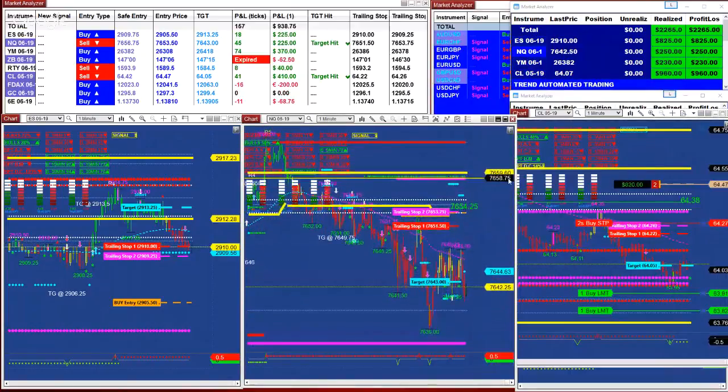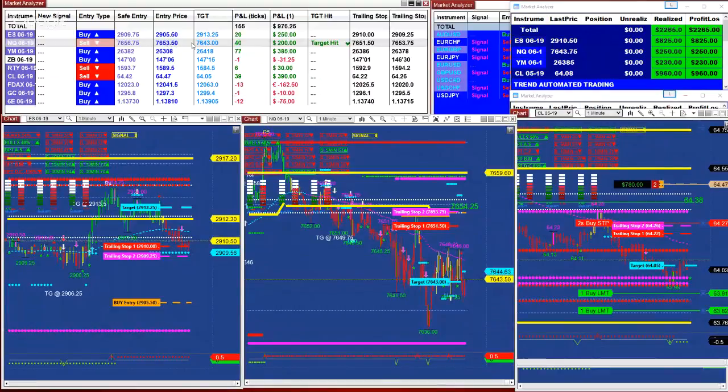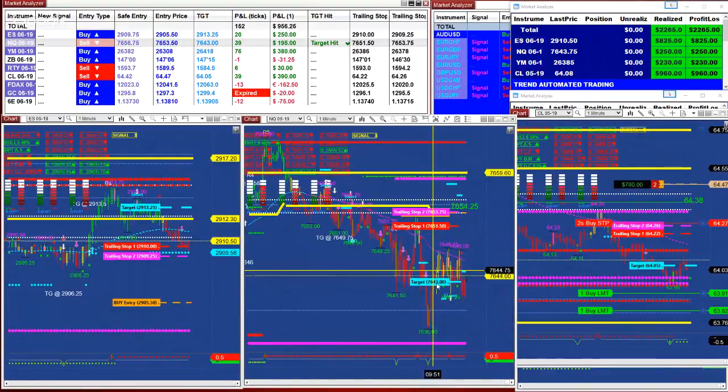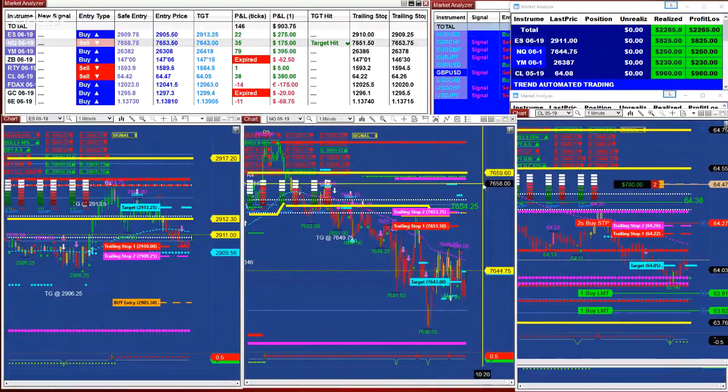The Nasdaq already hit the target. As we see here, the target hit. The entry on the Nasdaq was 53.50. The target was 43 level, and it hit right to the target 43 level. And now the market is finished.